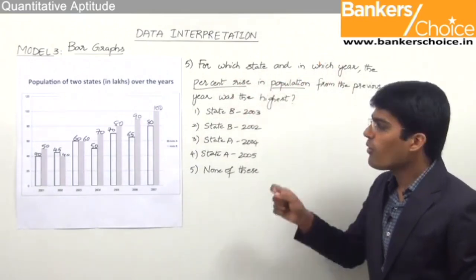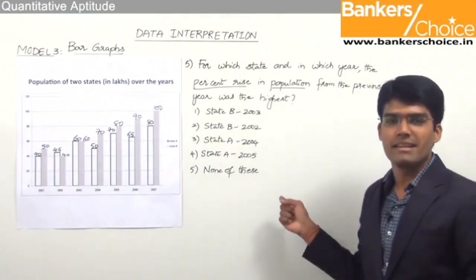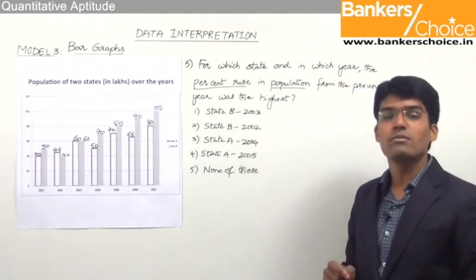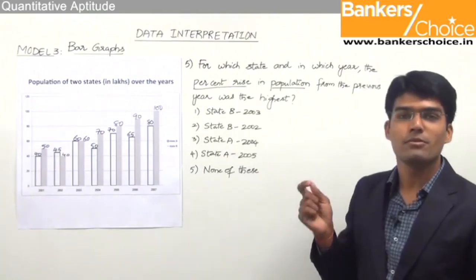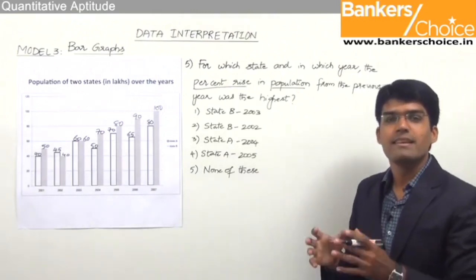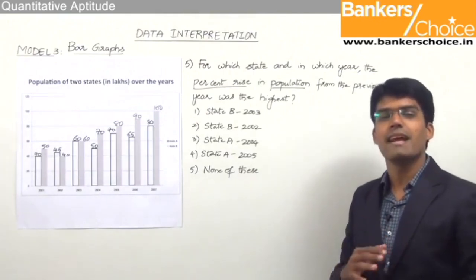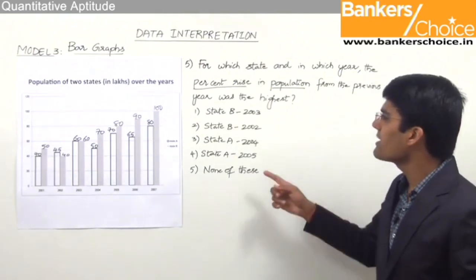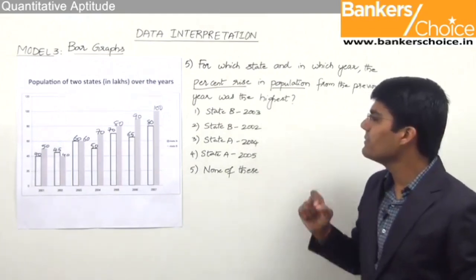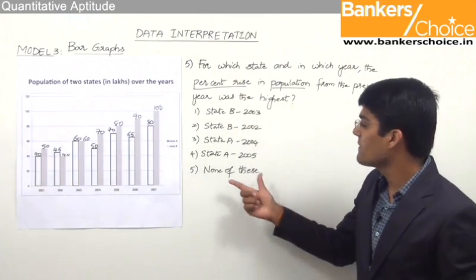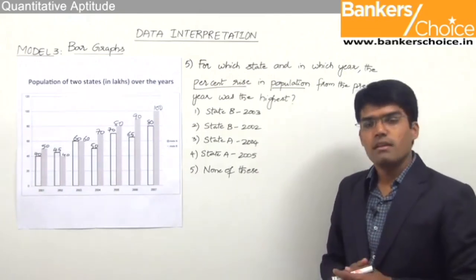That means here, for both the states, state A and state B, and for all the years 2001 to 2007, we need to find out the percentage rise with respect to the previous year, and then see which of these percentage rises is maximum. That means for which state and in which year the percentage rise comes out to be maximum. The given options are state B 2003, state B 2002, state A 2004, state A 2005, and the fifth option here is none of this.